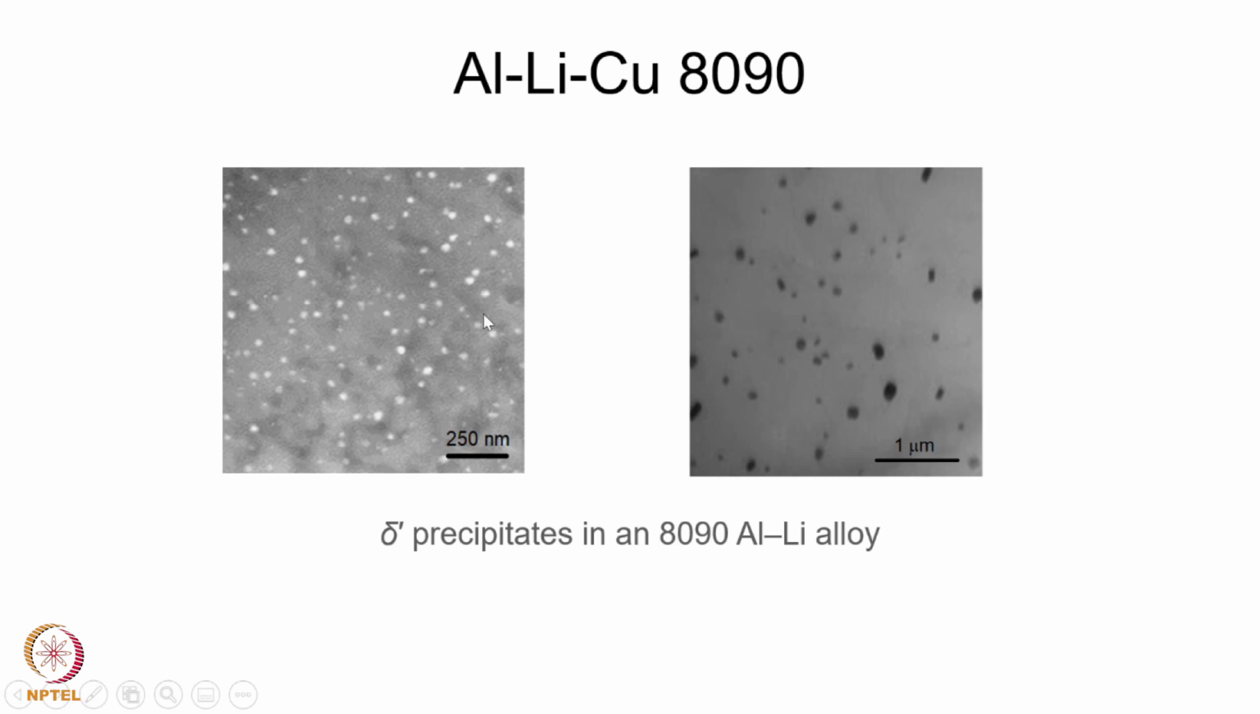Okay. So these are the different kinds of precipitates that you have in these heat treatable alloys, and this is how they appear in morphology when looked at under a transmission electron microscope. Right, so with this we can close this particular topic. We can conclude this topic.